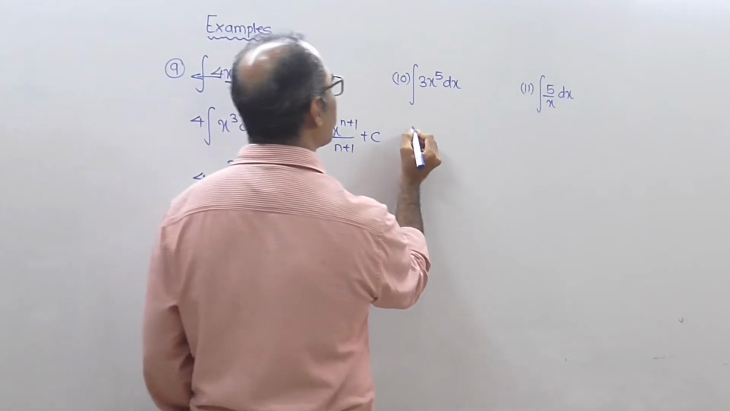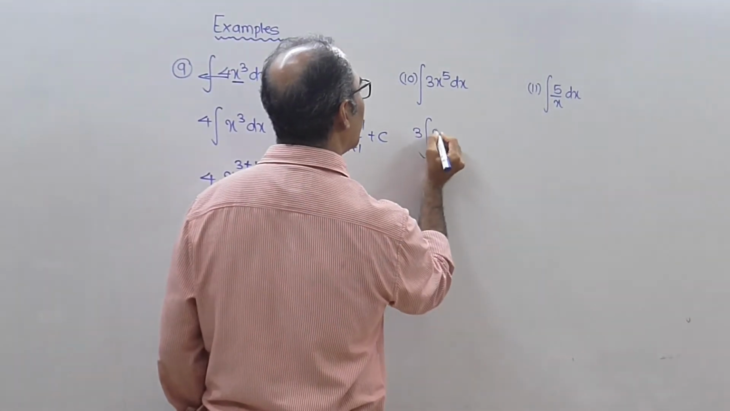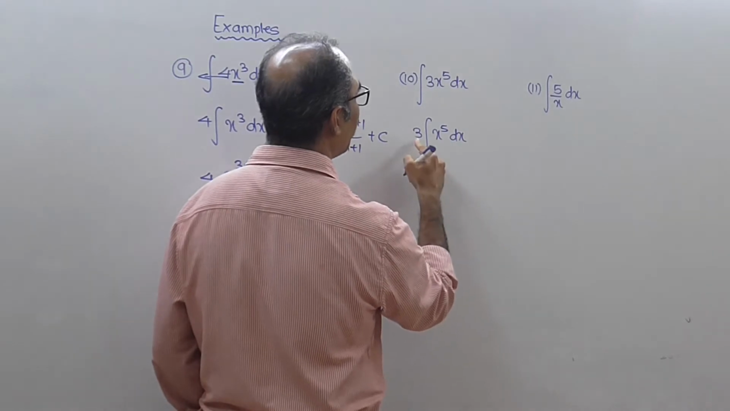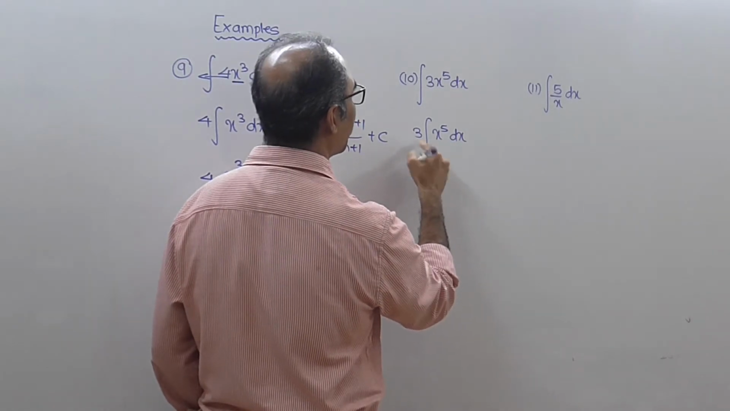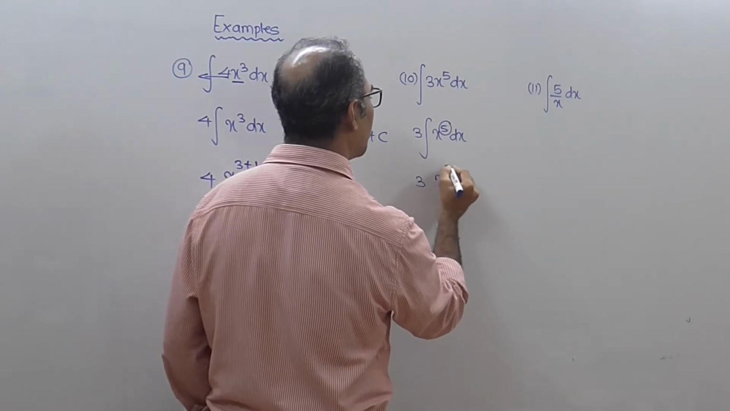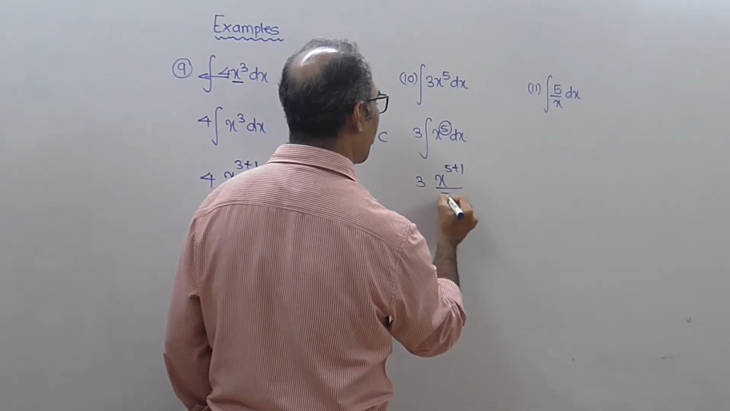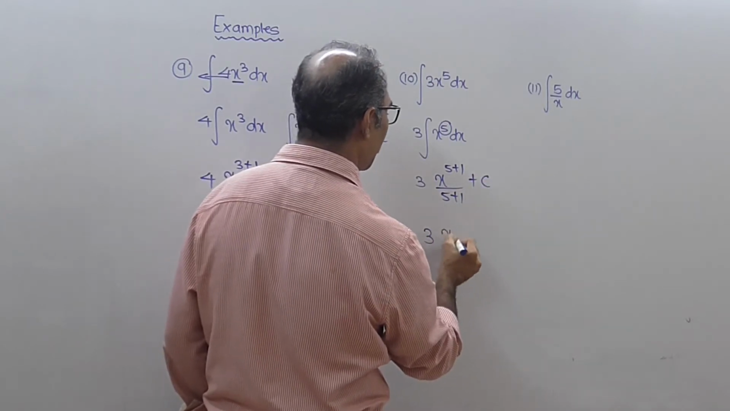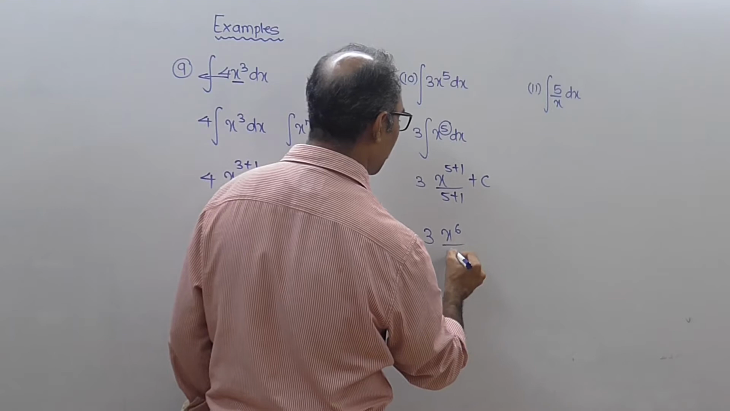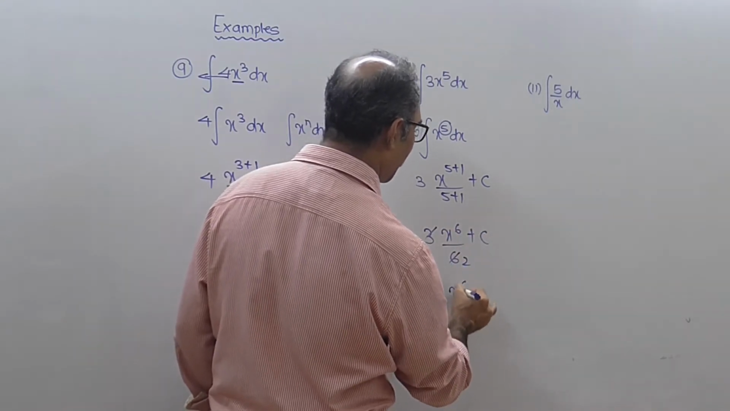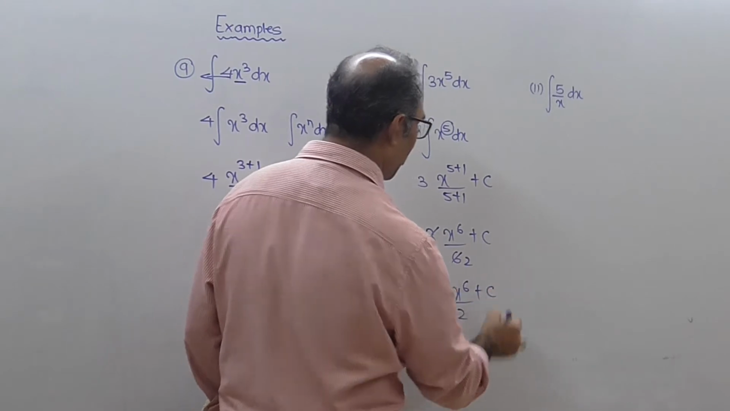Next is 3 outside. You can have this as x raised to 5 dx. So if you go for x raised to 5, I think it is in the form of x raised to n because it is a power function. So basically you get this as x raised to 5 plus 1 upon 5 plus 1 plus c. So you get this as 3 x raised to 6 upon 6 plus c. Cancel it. I think you get x raised to 6 upon 2 plus c.